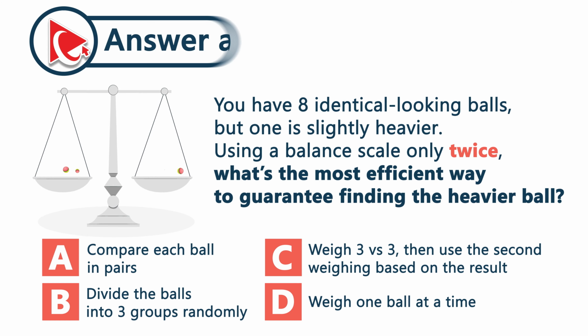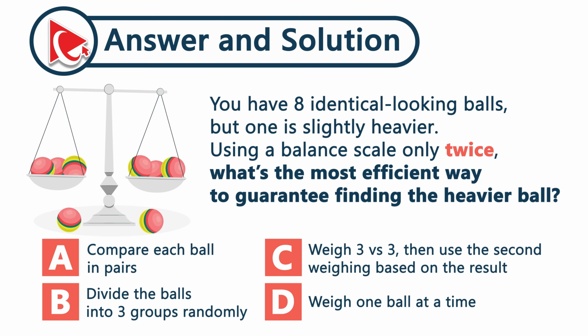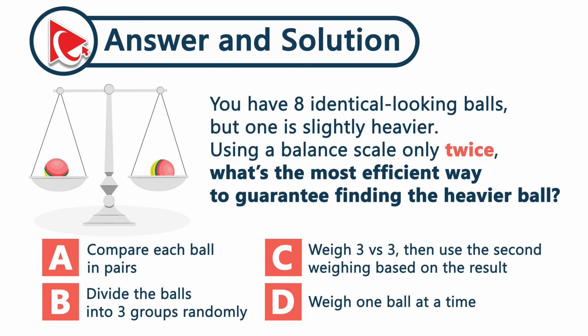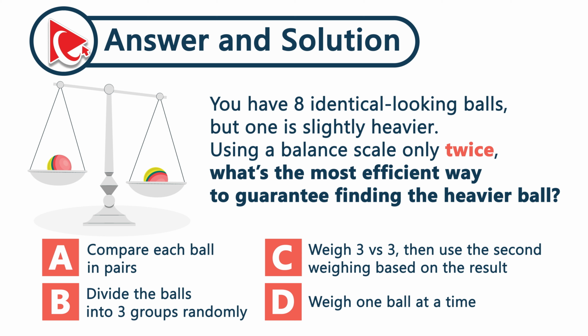Let's start by weighing 3 balls versus 3 balls. If they're equal, the heavy one will be in the remaining 2. If one side is heavier, great. Now just weigh 2 balls from that group. The result will lead you straight to the odd one out. And the correct answer here is choice C.